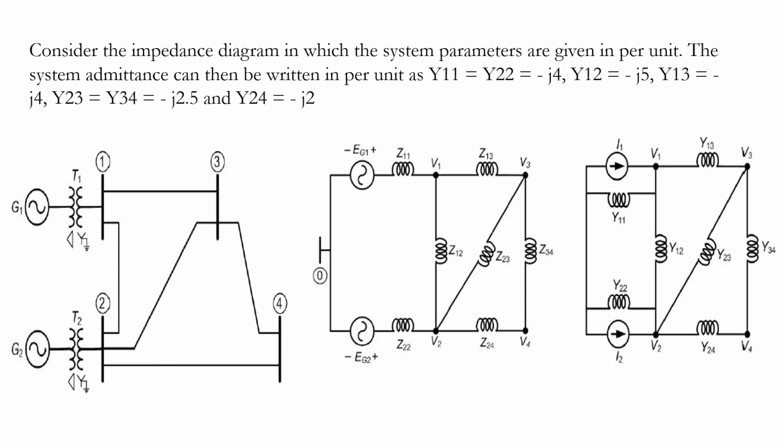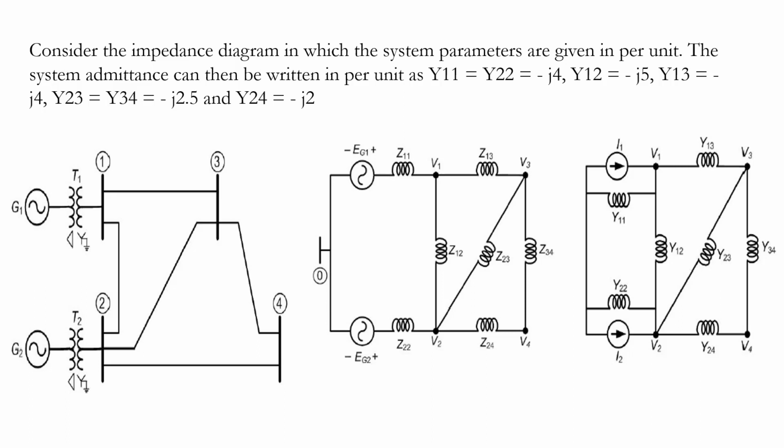Let us see one simple problem of how to find the Y-bus. Consider the impedance diagram in which the system parameters are given in per unit. The system admittances can be written in per unit as y11 equal to y22 equal to minus j4, y12 equal to minus j5, y13 equal to minus j4, y23 equal to y34 equal to minus j2.5, and y24 equal to minus j2. Let us see the problem given.